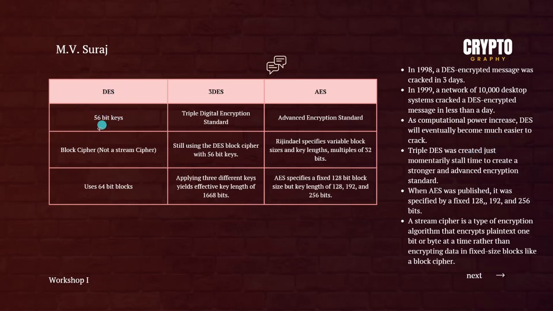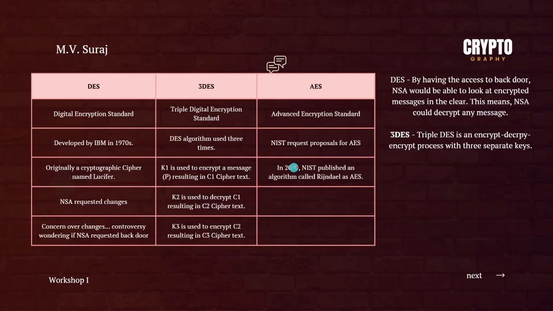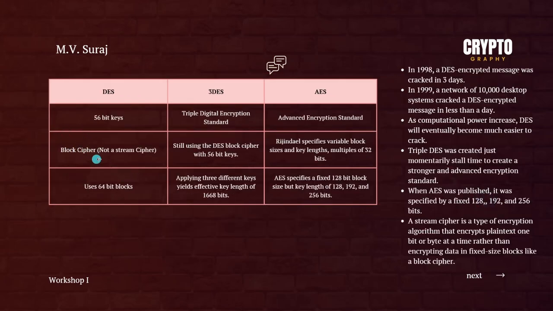So in DES we have 56-bit keys, and it's a block cipher. It's not a stream cipher, so it's similar to AES. AES is a symmetric block cipher, I believe. Yes, it is a symmetric block cipher.